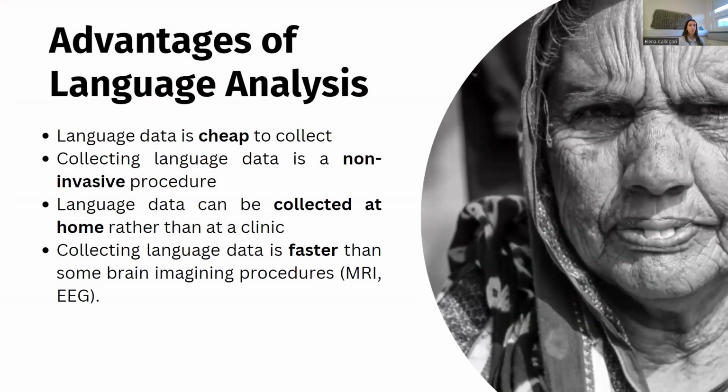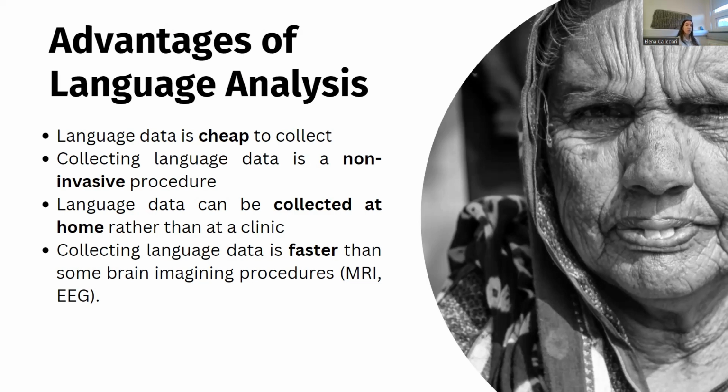What are the advantages of looking at language as opposed to running an MRI or an EEG? The MRI and the EEG are always going to be more accurate, at least at the moment, but language has a number of advantages. First of all, language data is cheap to collect. It comes for free. You can talk to somebody and they can give you language data for free. A second advantage is that collecting language data is a non-invasive procedure. MRIs are awful to go through. They take 40 minutes. You might be injected with some kinds of contrast material, but collecting language is not painful and it's not as psychologically debilitating as going through an MRI.